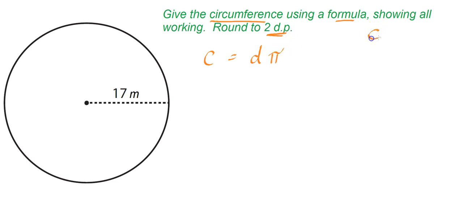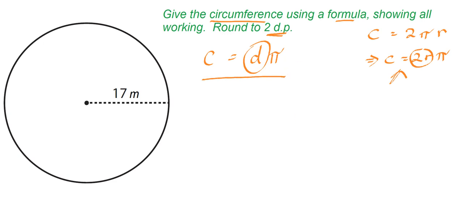You can also use C equals 2 pi r, which is very similar to this one. It essentially can be interpreted as circumference is 2 times the radius times pi. Now 2 times the radius is equivalent to the diameter. So you can use this one, but we're going to use this one.